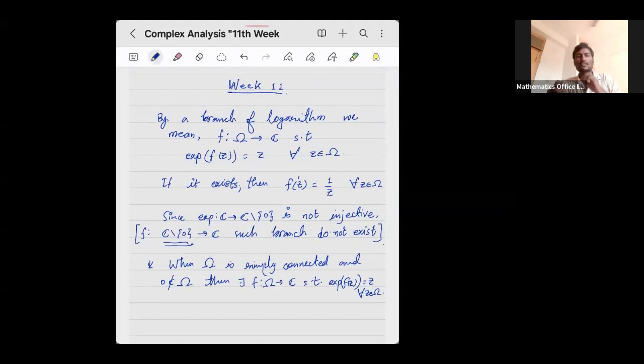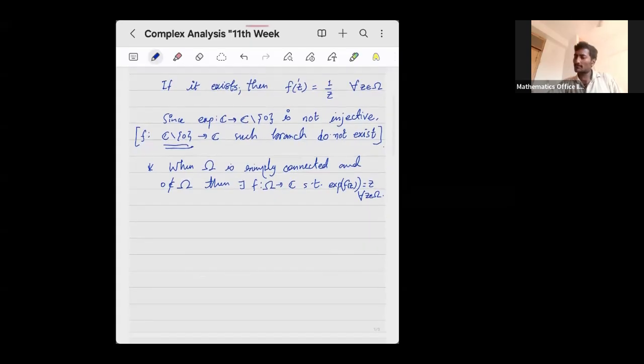So this was not satisfying our condition. 0 belongs to it here, so it is not simply connected. Okay. It is not simply connected. We don't need to check. Okay, fine.